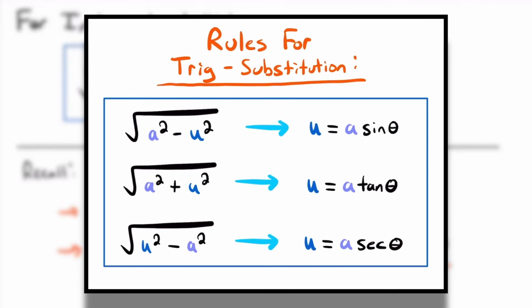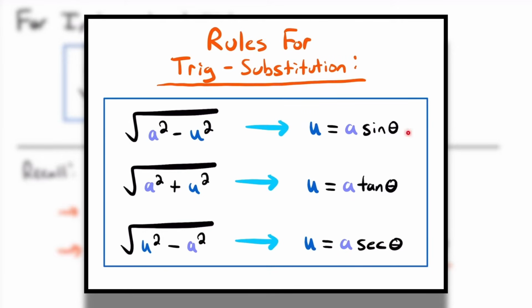To summarize everything we looked at, the rules for trig substitution are as follows. If you have an integral that includes the square root of a squared minus u squared, then you want to set u equal to a times sine theta. If you see the square root of a squared plus u squared, then you want to set u equal to a times tangent theta. And if you see the square root of u squared minus a squared, then you want to set u equal to a times secant theta.